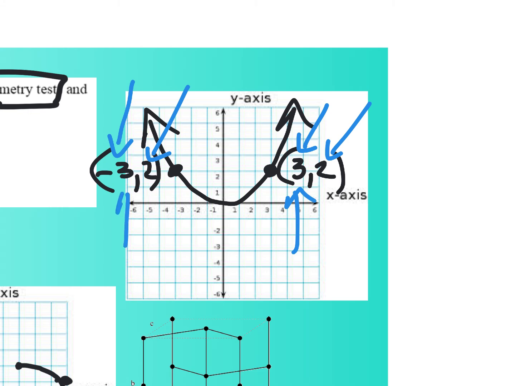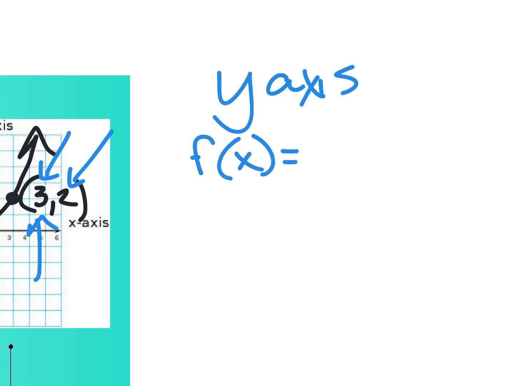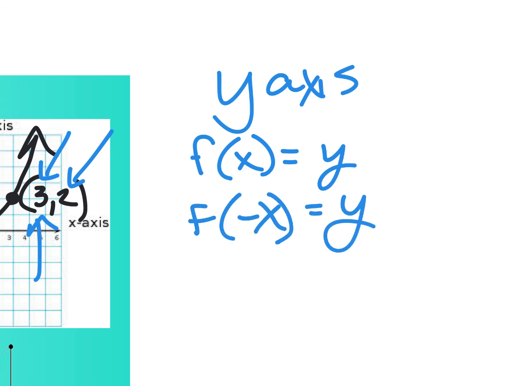This compared to this, the one's negative. So if you put in x, you'll get y. If you put in negative x, you'll still get y. That's y-axis symmetry. F of x gives you y. F of negative x still gives you y.